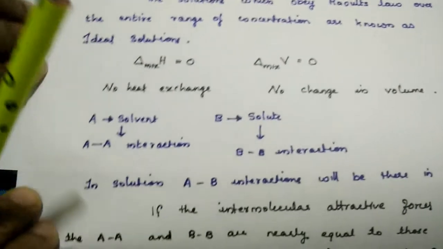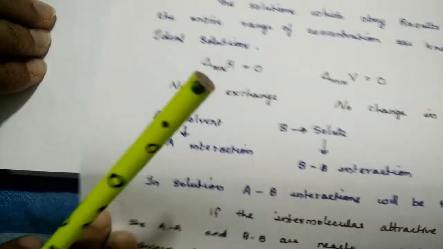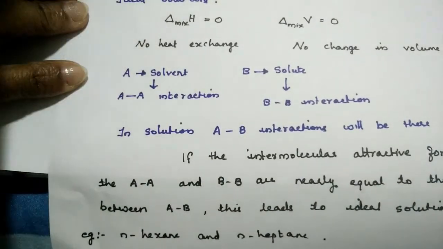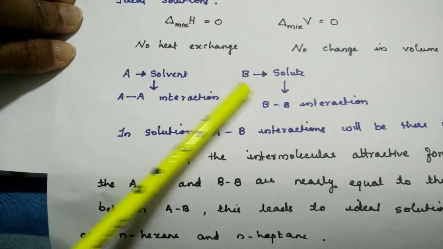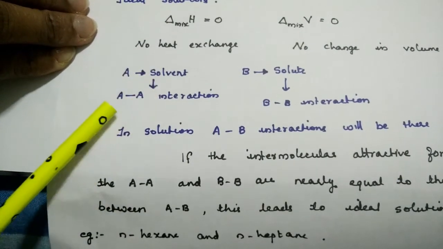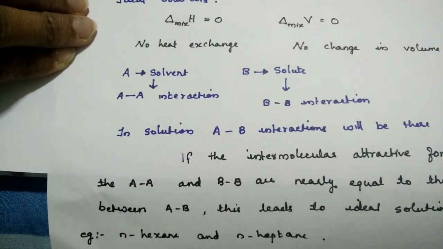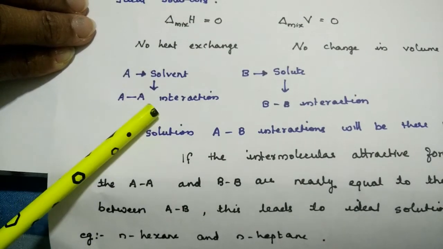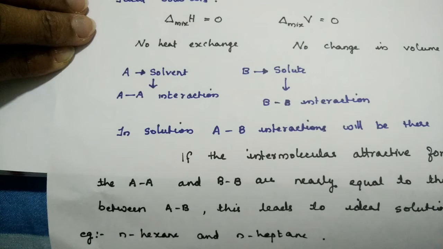We can explain this at the molecular level also. Let us consider A as solvent and B as solute. In the pure solvent, only AA interactions will be present. AA interaction means intermolecular attraction between A and A will be present only in the pure solvent.